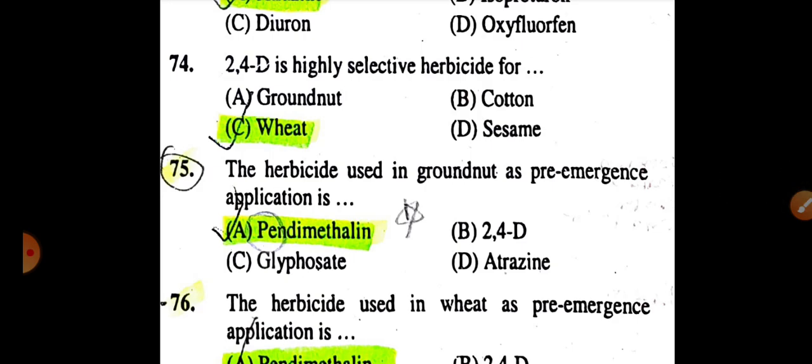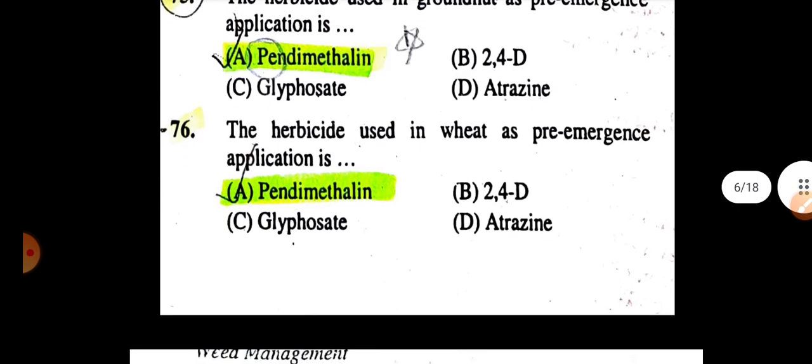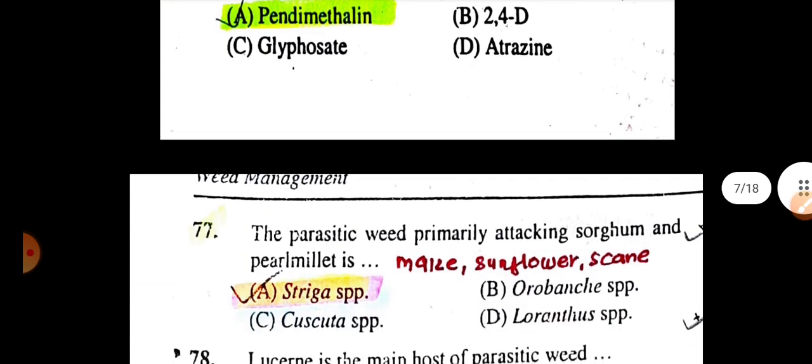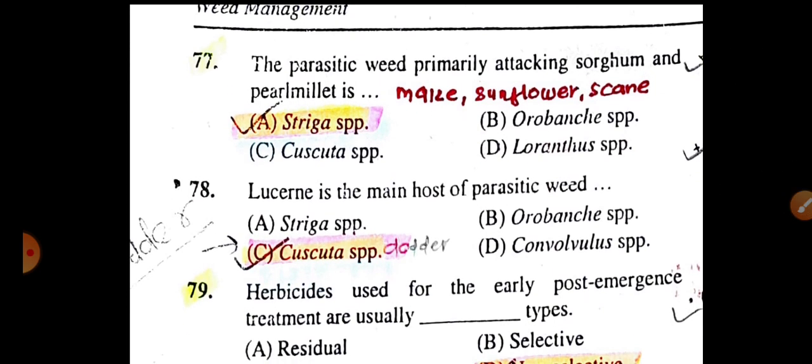2,4-D is a highly selective herbicide for wheat. A herbicide used in groundnut as pre-emergence is pendimethalin. Herbicide used in wheat as pre-emergence application is pendimethalin. A parasitic weed primarily attacking sorghum and pearl millet is Striga.